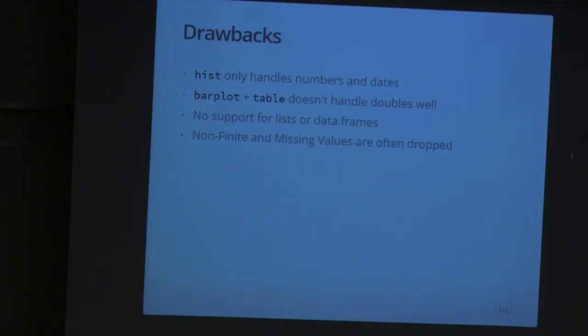And the non-finite and missing values are often dropped, which can be a good thing or a bad thing. I would want to know if I have weird values in my data. I want to know how much of my data is missing. And I want that to be obvious when I'm doing debugging and data exploration.